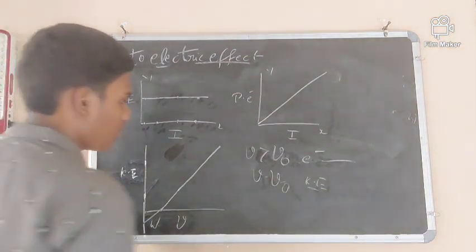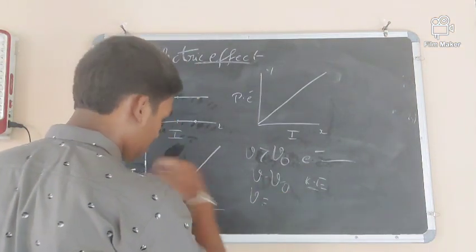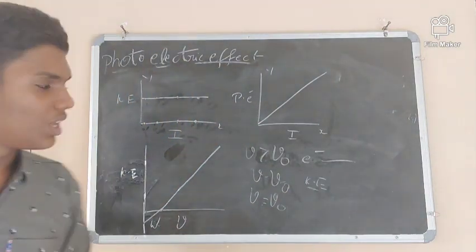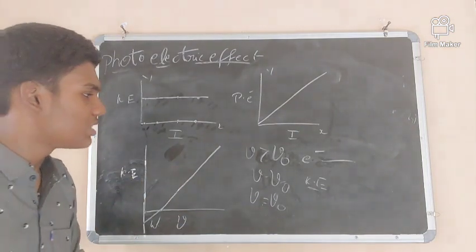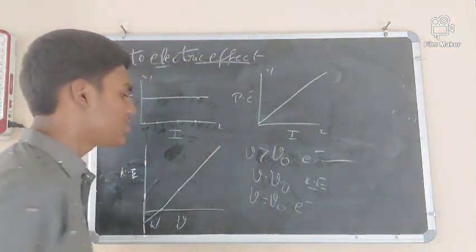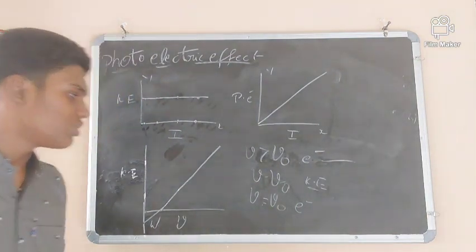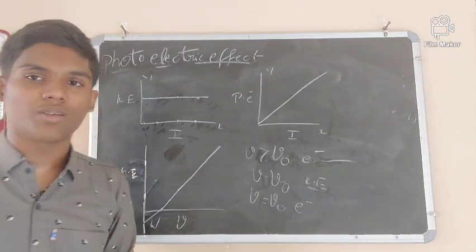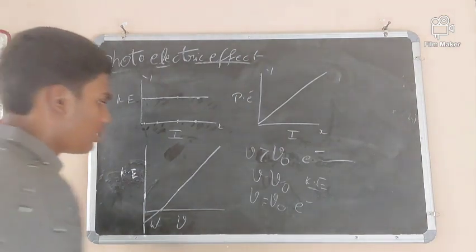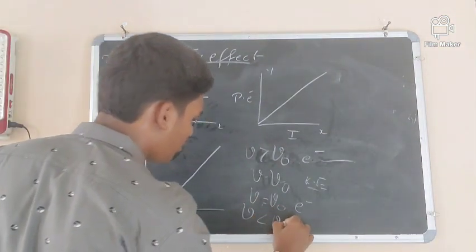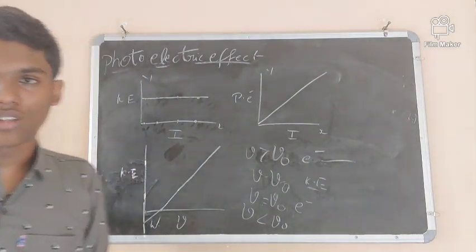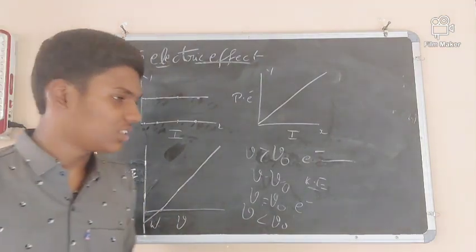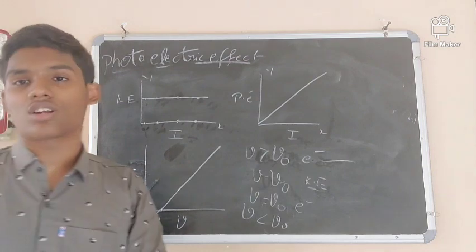Okay, when incident frequency is equal to minimum frequency, the threshold frequency is the minimum frequency, so ejection of electron will take place, but the nu minus nu naught value is 0. Then there is no energy to convert as kinetic energy. So there is no kinetic energy. When incident frequency is less than threshold frequency, there is no ejection of electron. So the incident frequency should be higher than or equal to the minimum frequency.